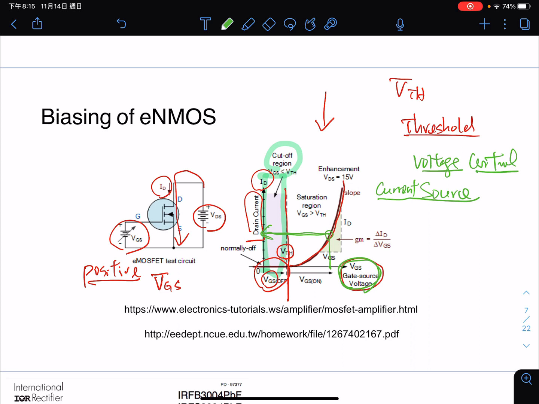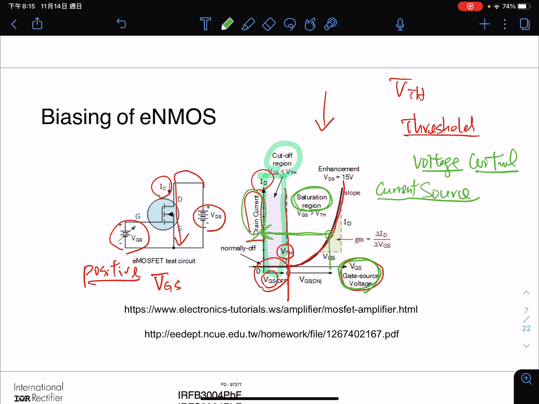In this part, usually in the BJT, we call this the linear region, but here it is called the saturation region. The name is quite different. Why do we call it a saturation region? Because the current cannot be bigger than the current here as long as the VGS is fixed. So we call this the saturation region.